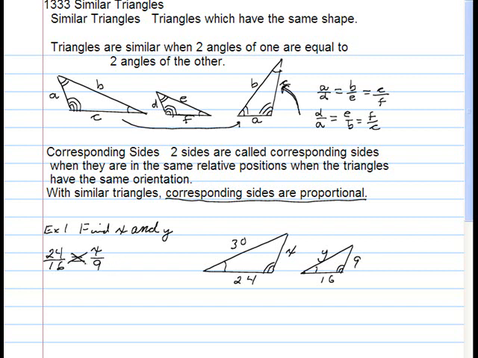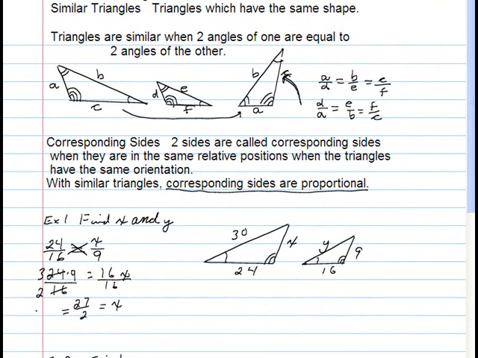I set cross products equal. 24 times 9 is equal to 16 times X. To get X by itself, I divide both sides by 16. I notice that 16 is 8 times 2 and 24 is 8 times 3, so I cancel the 8s. That leaves me a 3 on top and a 2 on the bottom. So I end up with X is equal to 27 halves, which is the same as 13 and a half. You can leave it 27 halves or 13 and a half, makes no difference which.